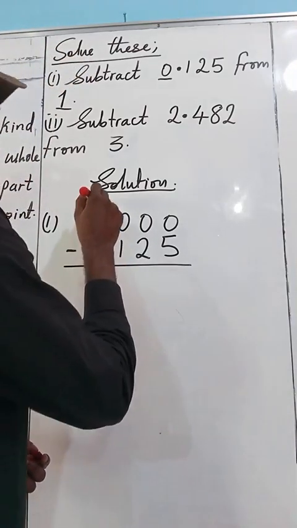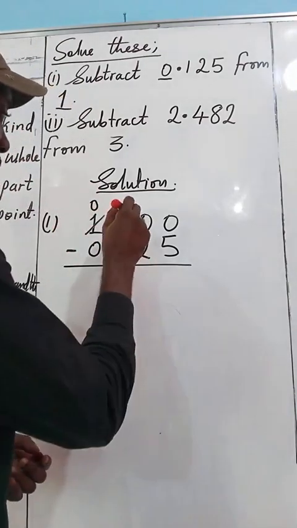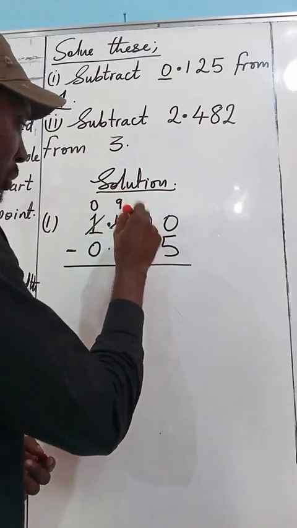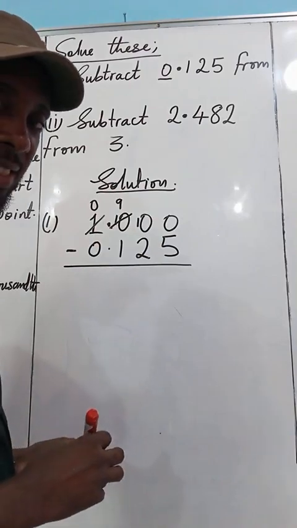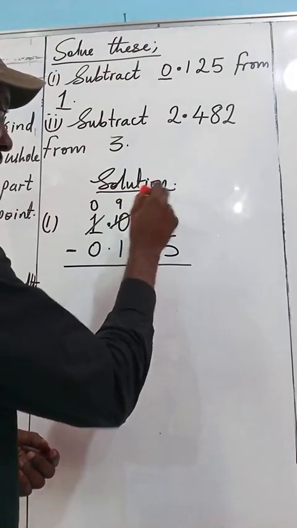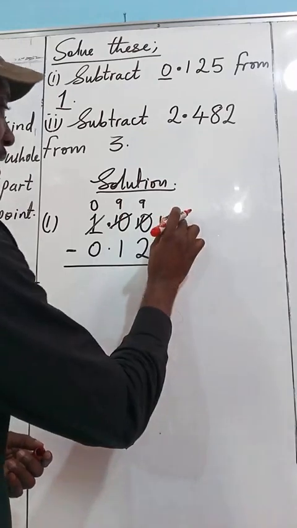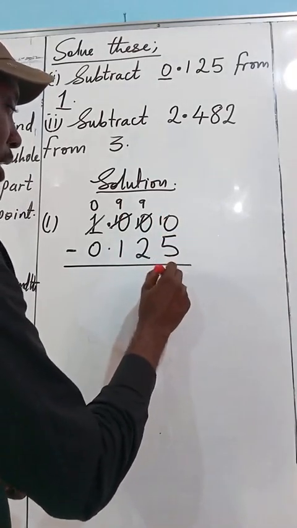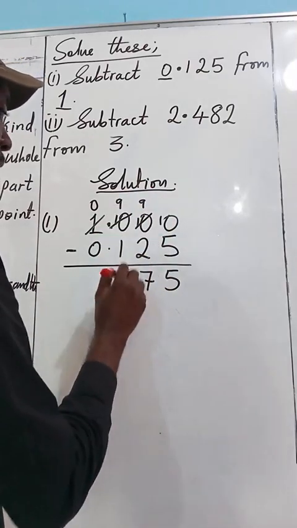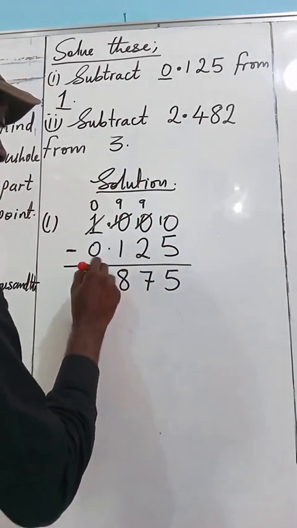When you borrow from 1, here is remaining 0. You put here 10. When you borrow from 10, it will remain 9. Carry the 1, put here 10. When you borrow 1 from here, from 10, it will remain 9. That one you borrowed, put it here, 10. So you now say 10 minus 5 will give us 5. 9 minus 2 will give us 7. 9 minus 1 will give us 8. 0 minus 0 is 0.